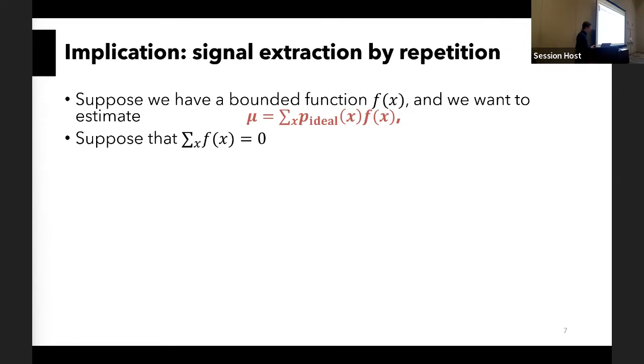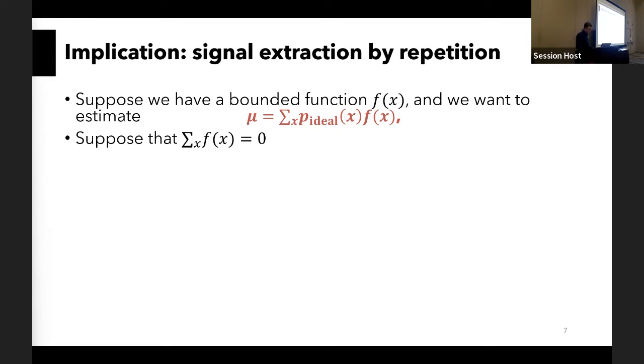Okay, so now that I've explained the result, I want to talk about a couple of implications. The first implication is just a general sense that if you have this white noise approximation, then you can extract the signal from your experiment by repeating it many times. One concrete instance where this would be substantiated is when you have some function f of x, where x is a classical bit string, and you want to take samples from an ideal quantum computation and compute the mean of f of x when x is chosen to be the output of that quantum circuit. This is often the case in, for example, the QAOA algorithm, where you have some classical cost function you want to compute its average of.